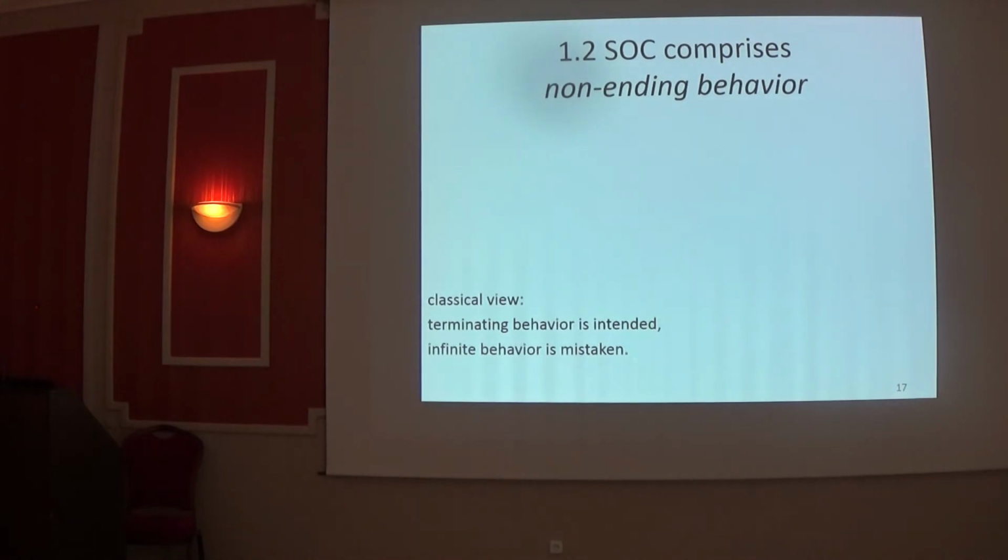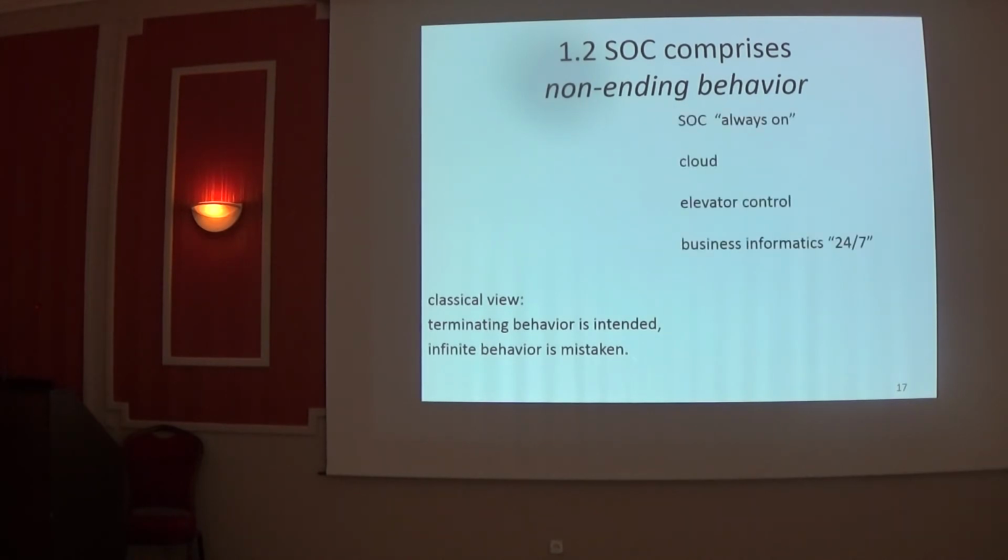So now comes the next, the technique called non-ending behavior. And why is it so important? Well, the classical view is that terminating behavior is intended. So you have a computer that computes a result, and on termination it gives the result. And if it doesn't terminate, it's a mistake. It will wait forever and there will never come a result. That's the classical view of behavior.